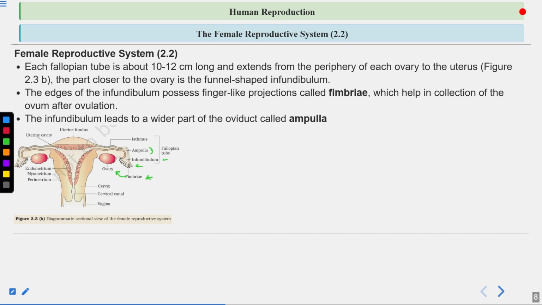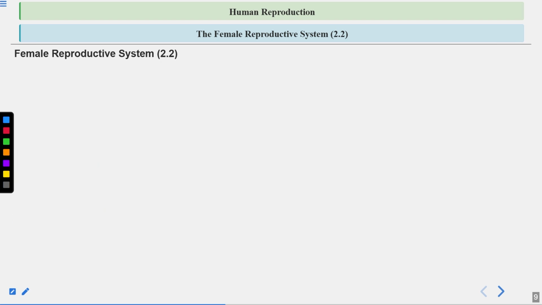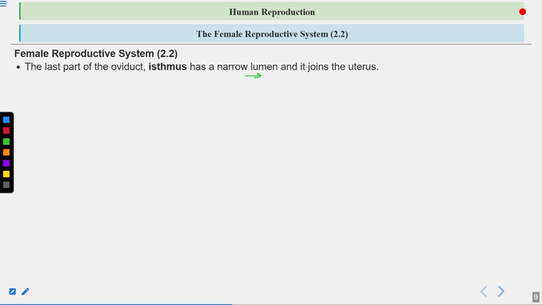So these are the two parts. The next part is the isthmus. This isthmus has a narrow lumen and it connects to the uterus. The last part of the oviduct, or the fallopian tube, is known as the isthmus, and this isthmus has a narrow lumen and it joins the uterus. The fallopian tube, you can say, leads to the uterus.